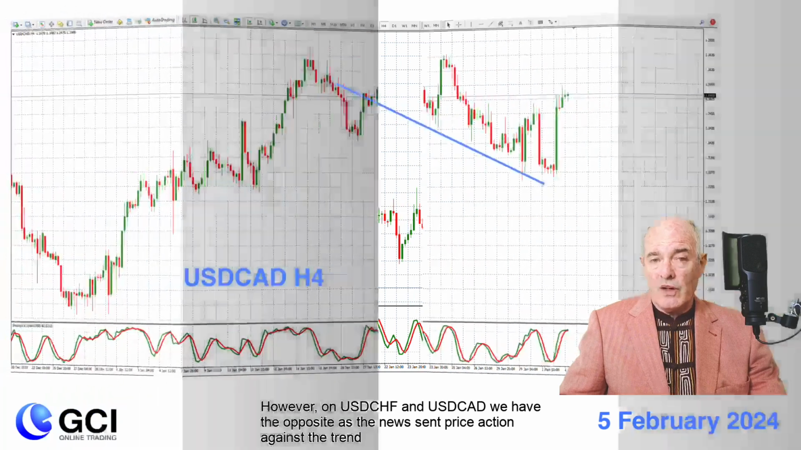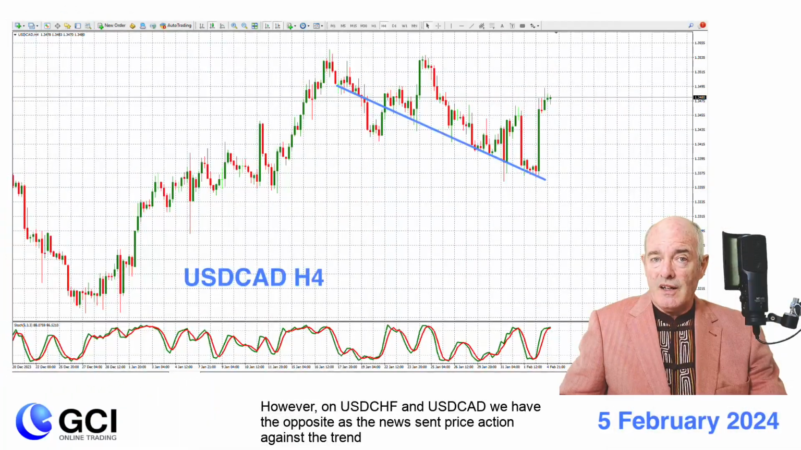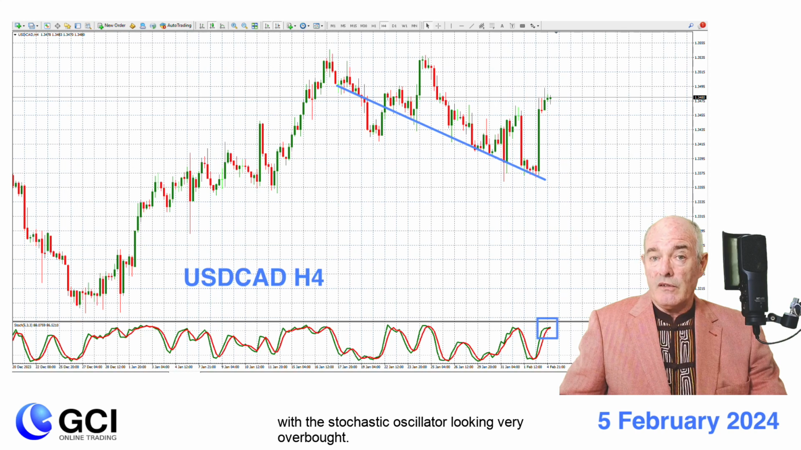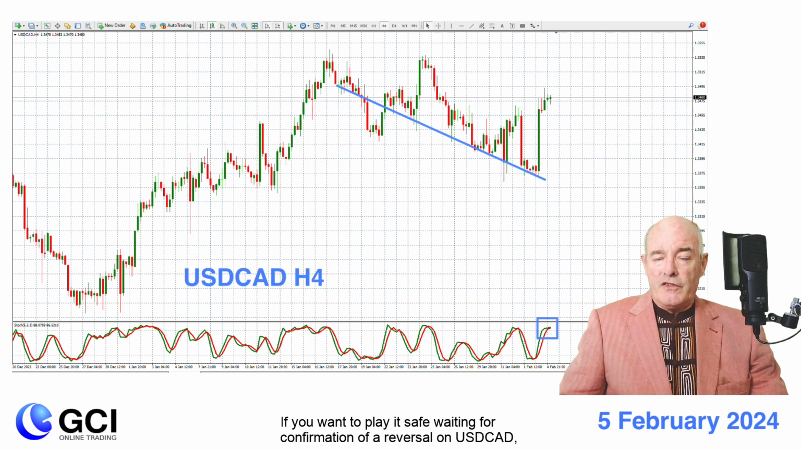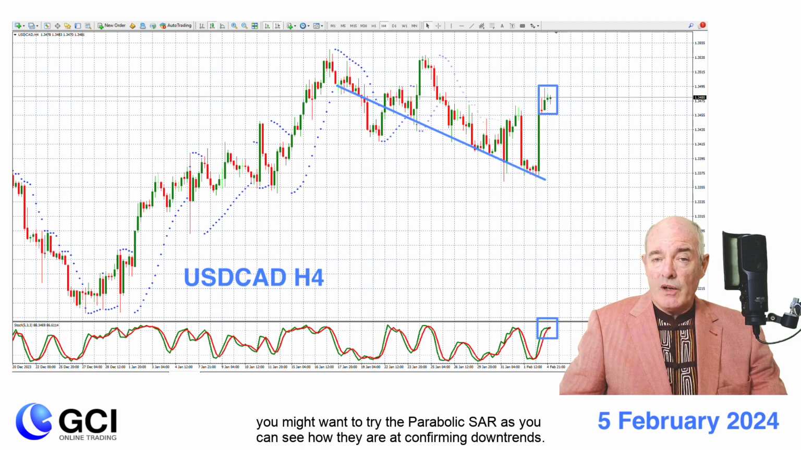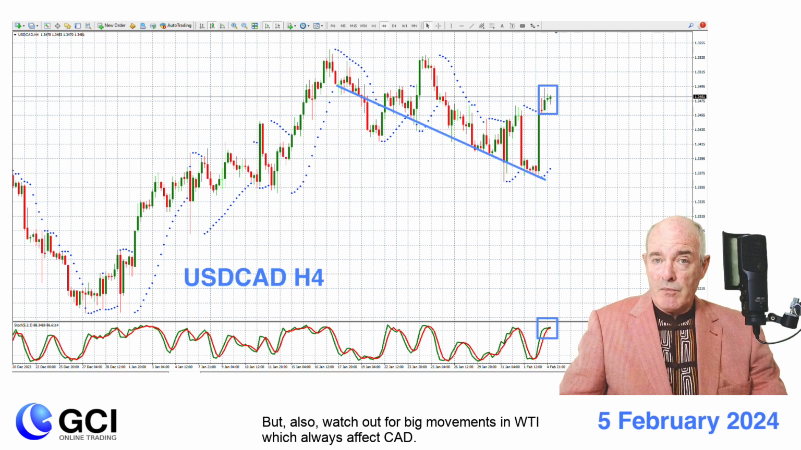However, on dollar Swiss and dollar CAD, we have the opposite, and news sent price action against the trend, with the stochastic oscillator looking very overbought. If you want to play it safe waiting for a confirmation of a reversal on dollar CAD, you might want to try the parabolic SAR, as you can see how good they are at confirming downtrends. But also watch out for the big movements on WTI, which always affect the Canadian dollar.